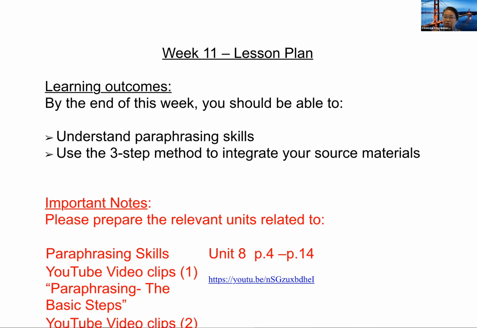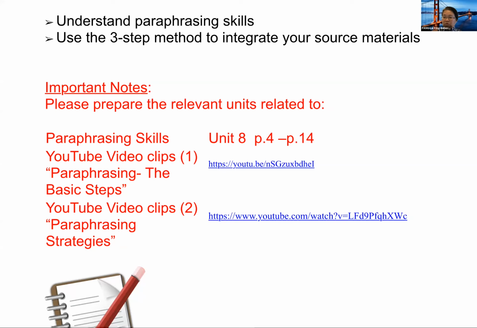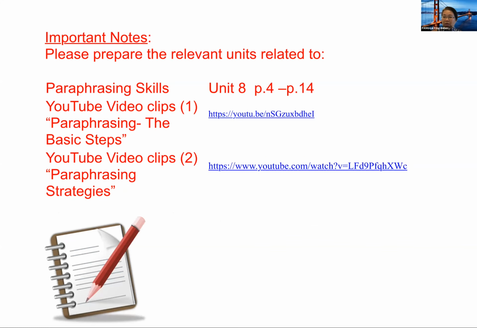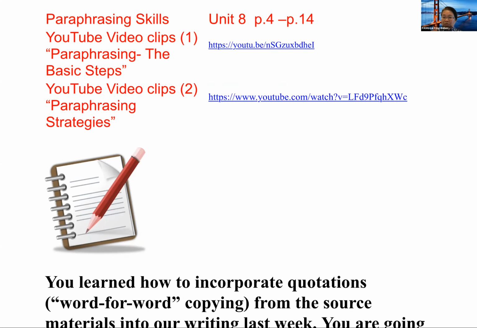With paraphrases and quotations, you learn how to use the 3-step method to integrate your source materials into your essay, all right? The materials I'm going to use are in Unit 8, page 4 to 14, and 2 YouTube video clips, which are very useful, I think. You can watch them in your own time. I'm not going to watch them together with you, but it will be very helpful if you can watch these 2 videos.